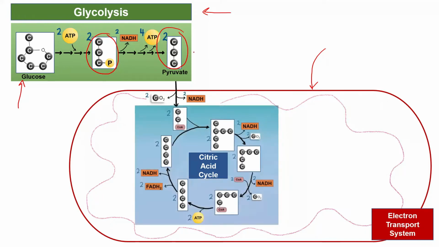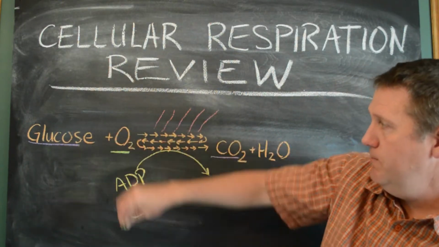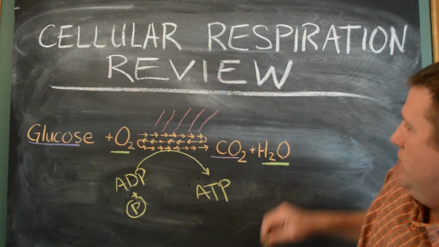Those go on into the citric acid cycle, and even before they enter the cycle itself, we split out a carbon dioxide, and as we move along, we cut out another carbon dioxide and another carbon dioxide. So before we even get to the electron transport system, all the carbon from glucose has been converted to carbon dioxide.